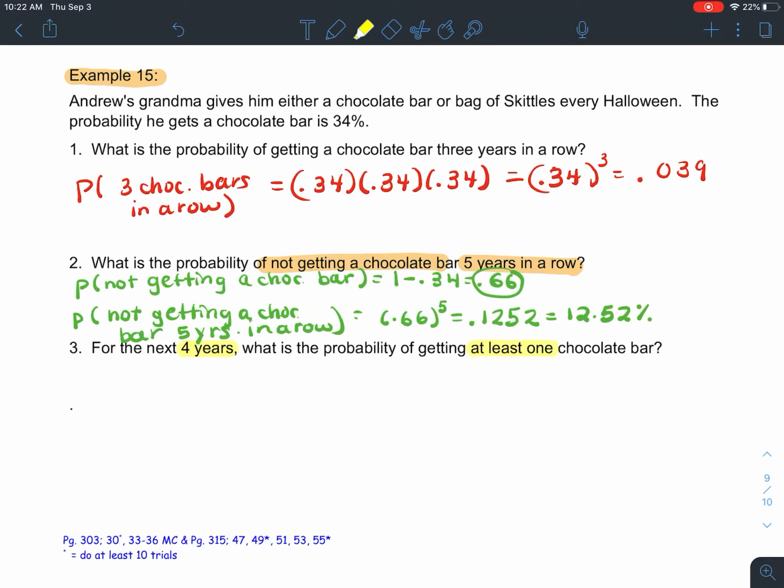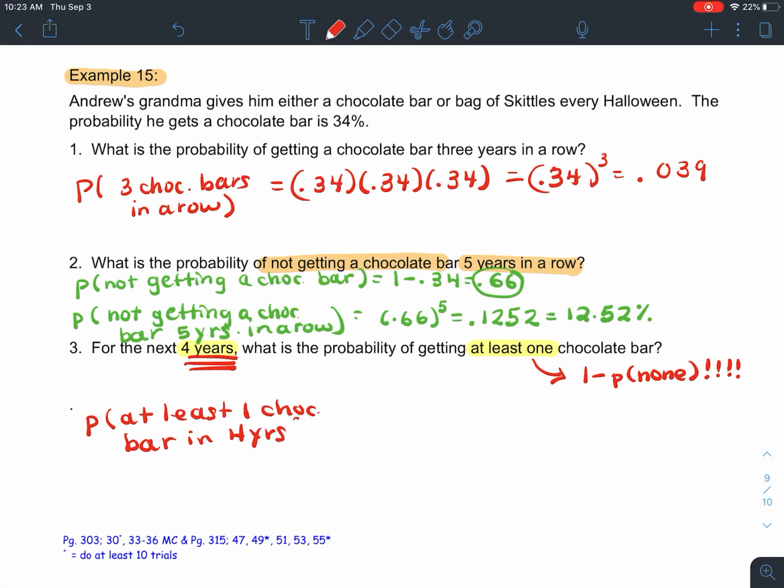Okay, now here's the tricky part with number 3. It says here, for the next 4 years, what's the probability of getting, and here's your key phrase here, at least 1 chocolate bar? Okay, when you see the phrase at least 1, you need to think to yourself, that means 1 minus the probability of none. Okay, you want to kind of memorize that. That converts to 1 minus the probability of none. Okay, now if this just asked you what's the probability that he would get at least 1 chocolate bar for just a given year, that's fine, but the key here is we're talking about 4 years in a row.